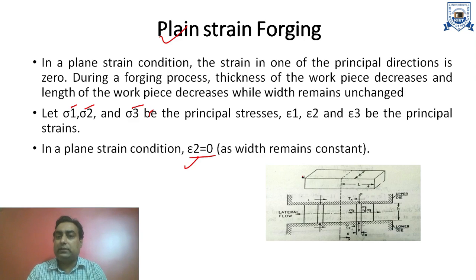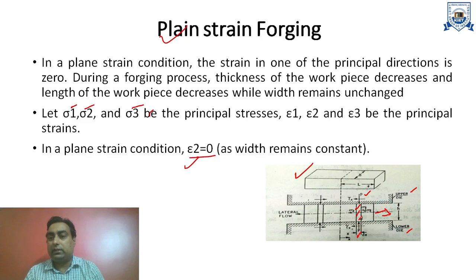In this diagram, you can see this is the rectangular job. B is the width, L is the length, and this job is placed between these two dies. This is the upper die, this is the lower die. Now what will happen when these two dies get close together? The compressive stress will be acting on this job. We are assuming one elementary area at an x distance from the center line. So compressive force P is acting, and the material will flow laterally, very freely.